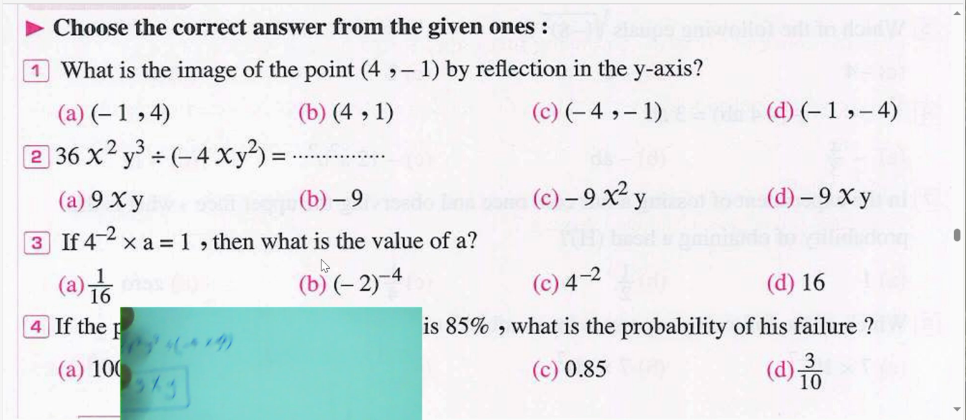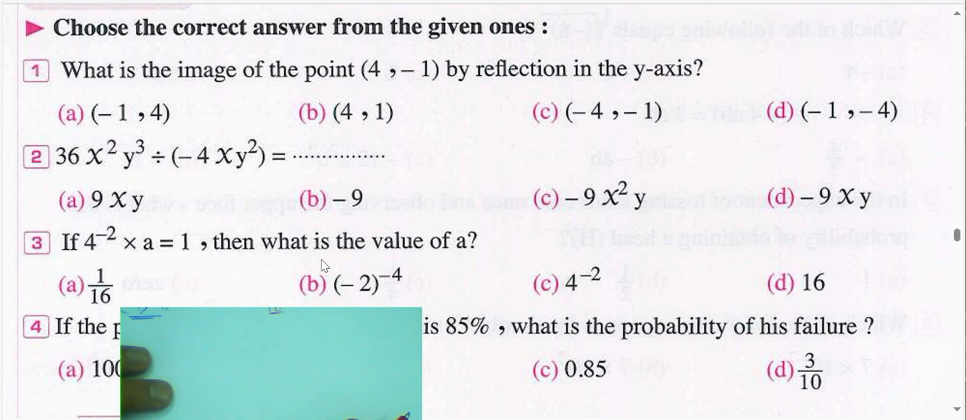Or you can solve the example by another method. We know 4 power -2 times A equals 1, which is equivalent to 1 over 4 power 2 times the number. This number will be what? It will be 4 power 2, because 4 power 2 times 1 over 4 power 2 will be 1. Then you can write the result here. The value of it will be 4 power 2, which equals 16.